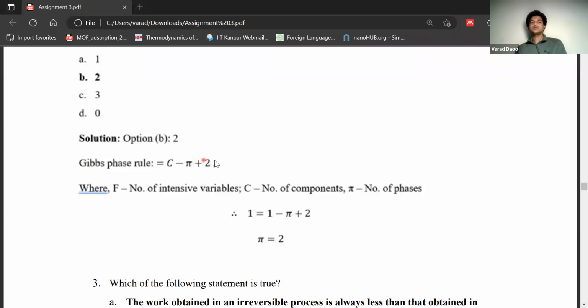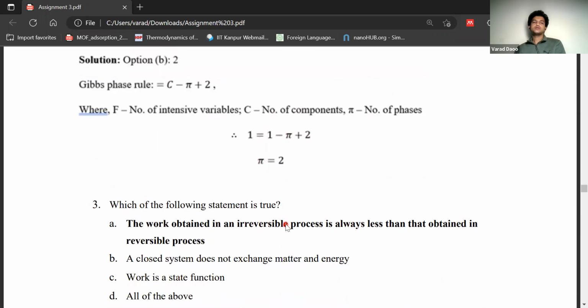And the phase rule will be F equals C minus pi plus 2. Here F is the number of intensive variables, C is the number of components, and pi is the number of phases. Right. So 1 is equal to 1 minus pi plus 2, so pi means 2. Okay. For those who are done with this question, we can move on to the next question. And if anybody has any doubt in this question, they can ask. Others can move on to the next question.